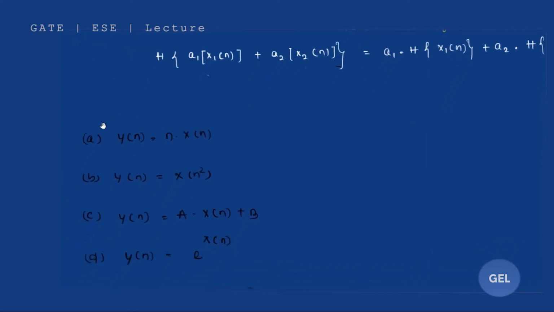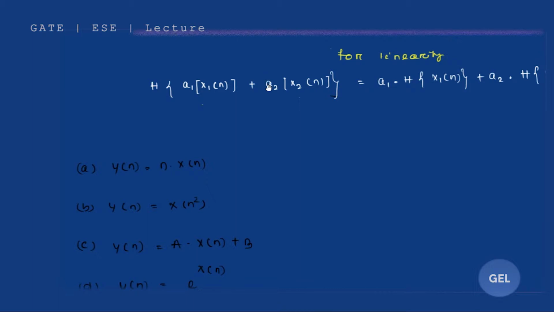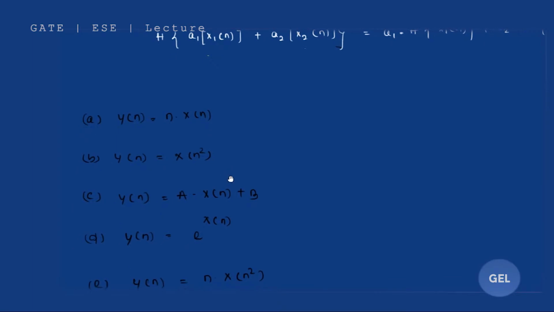Now let's solve a couple of examples. I told you the shortcut is you just look for the input function. If your input function is getting affected, then that will be non-linear. Look here, your input function is getting affected, e to the power x of n, so this will be non-linear. I think we discussed this question in the continuous time domain.